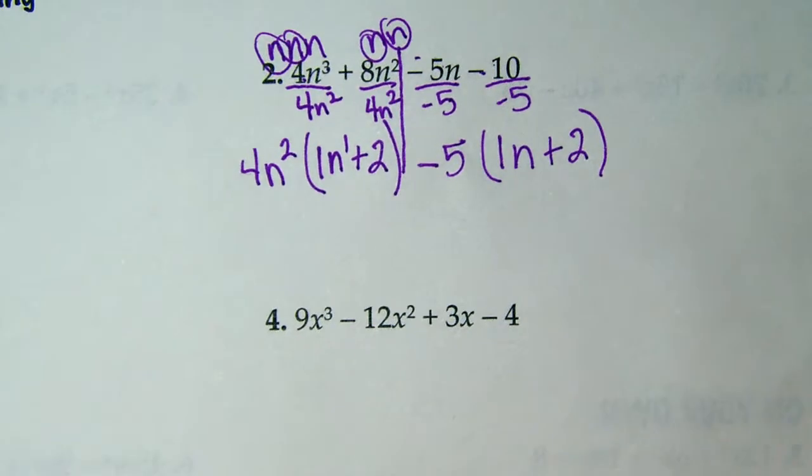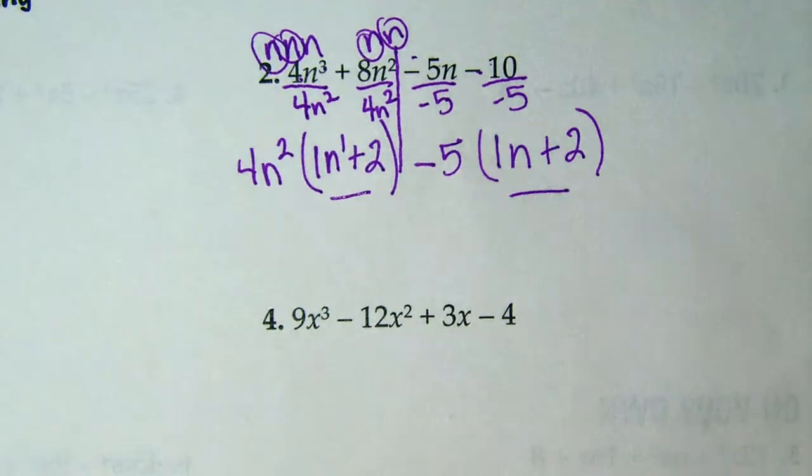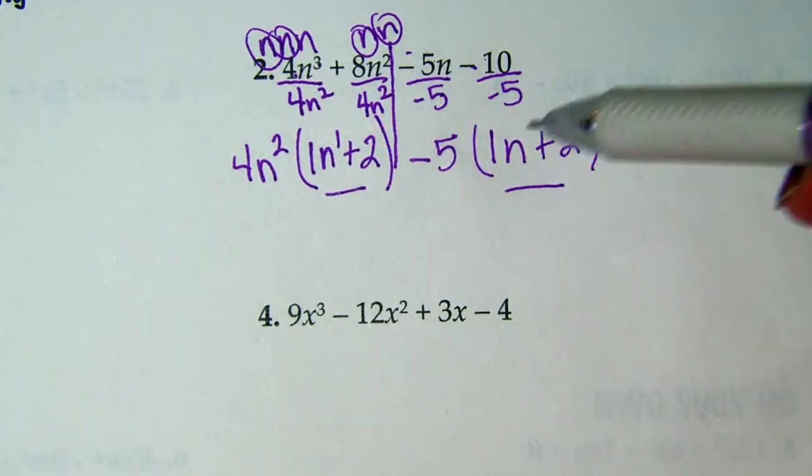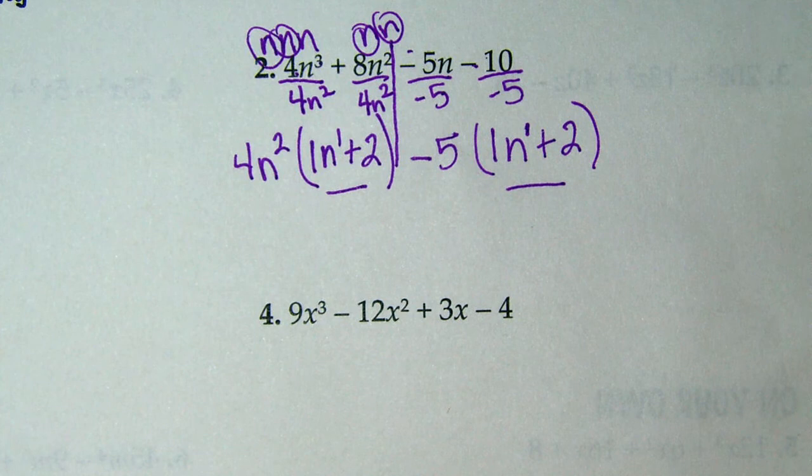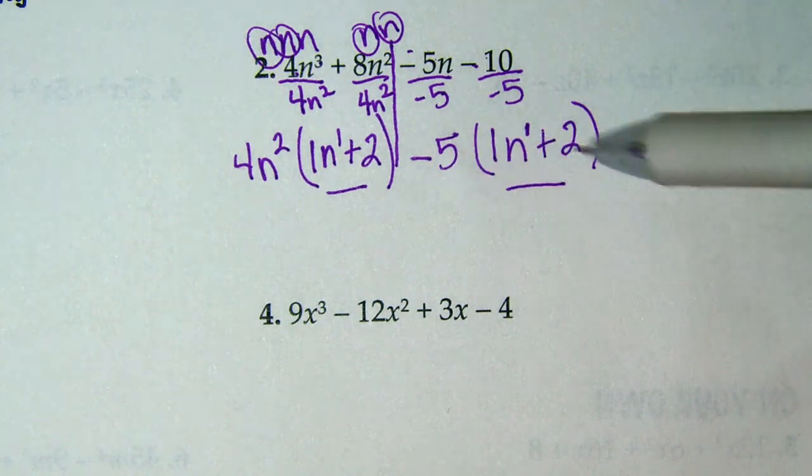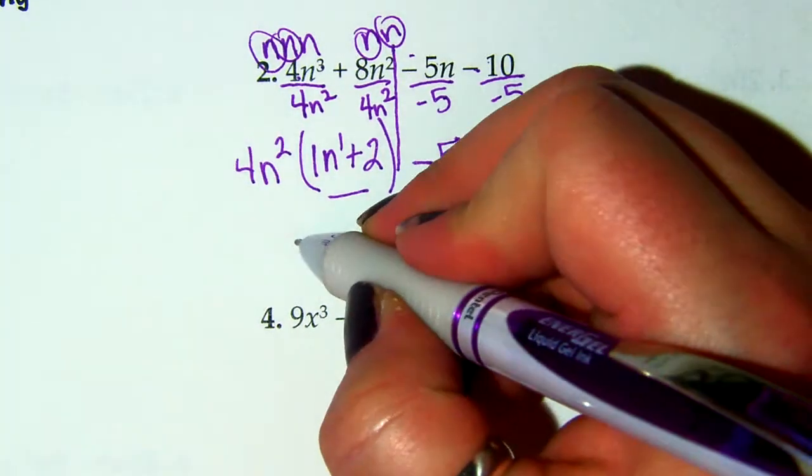So again, these should match. They do, even though I put a 1 here. This technically has a 1. So they may not look exactly the same if you've got a 1 in one set and not in the other. So I'm going to put 1n plus 2.